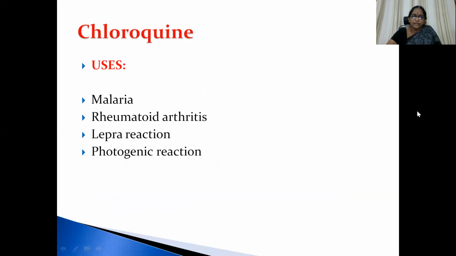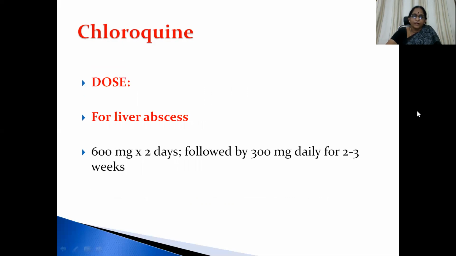Then other indications are malaria. You have gone through that. Then rheumatoid arthritis, lepra reaction that you are well aware of. Then photogenic reactions. Dose for liver abscess to be given is 600 mg for 2 days followed by 300 mg daily for 2 to 3 weeks.